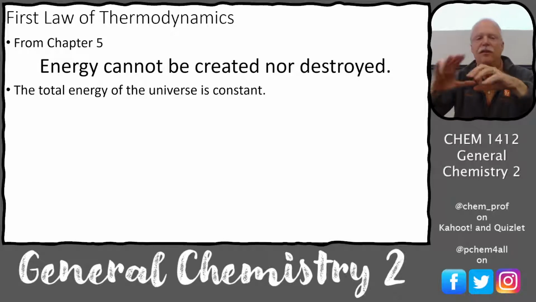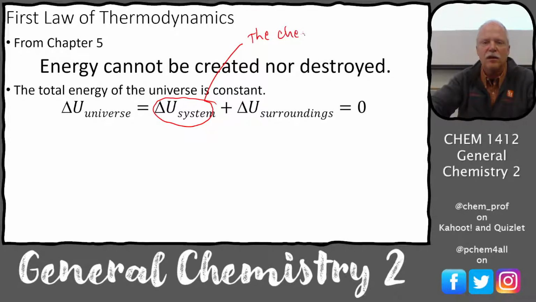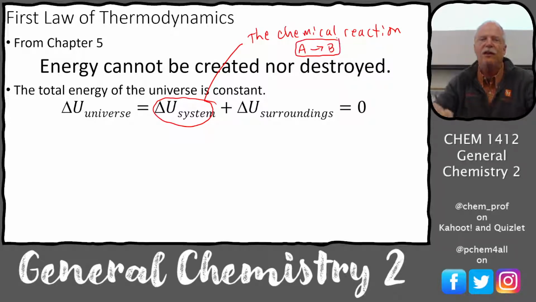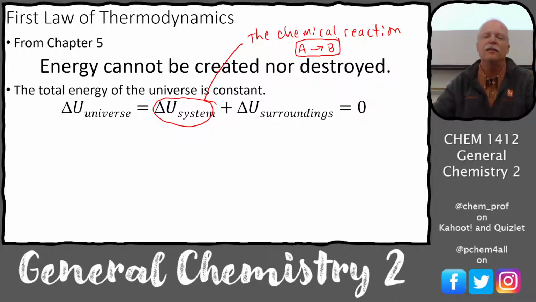And so this is the claim from this first law of thermodynamics, that the total energy in the universe is constant. And so we can split the universe into parts. And most of the time we deal with the system and the surroundings. The energy of the system, in our case, is the chemical reaction. So when we say like A goes to B, that's the system. And if energy goes into the system, it's endothermic. If it comes out, it's exothermic.